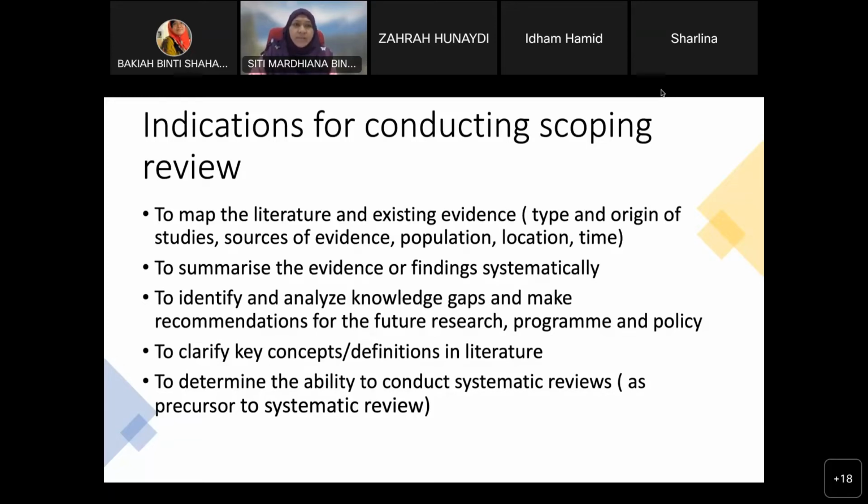In addition, it is also to clarify the key concepts or definitions in literature, and it is also to determine the ability to conduct systematic reviews. So it can be a precursor to the systematic review.